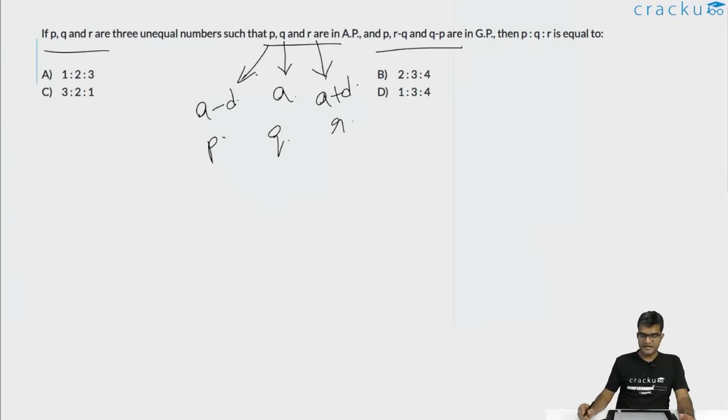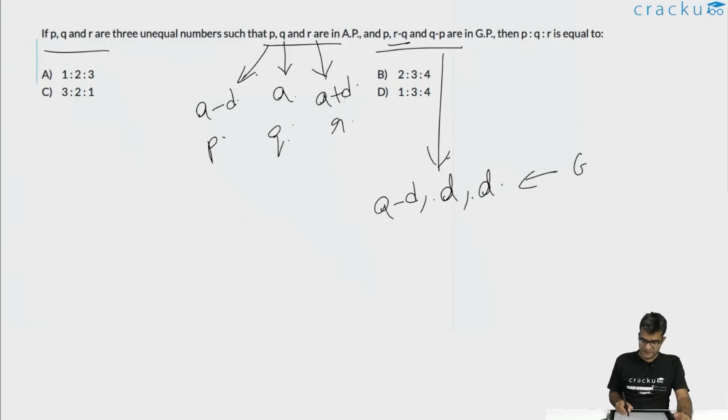We are told that P, R minus Q and Q minus P are in GP. So P is A minus D, R minus Q is basically D, and Q minus P is also equal to D. They are in a GP. Now if you have two elements in a geometric progression which are the same, the third element also will be the same. Another way to look at it is the product of the first term and the last term is equal to the square of the second term.